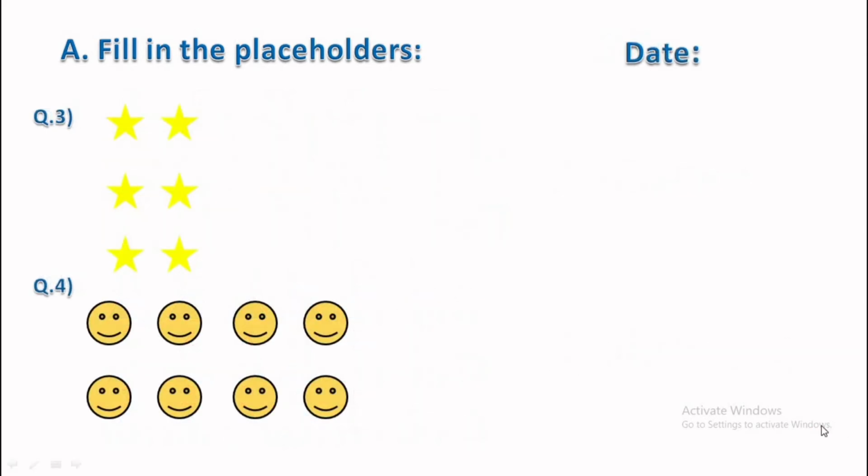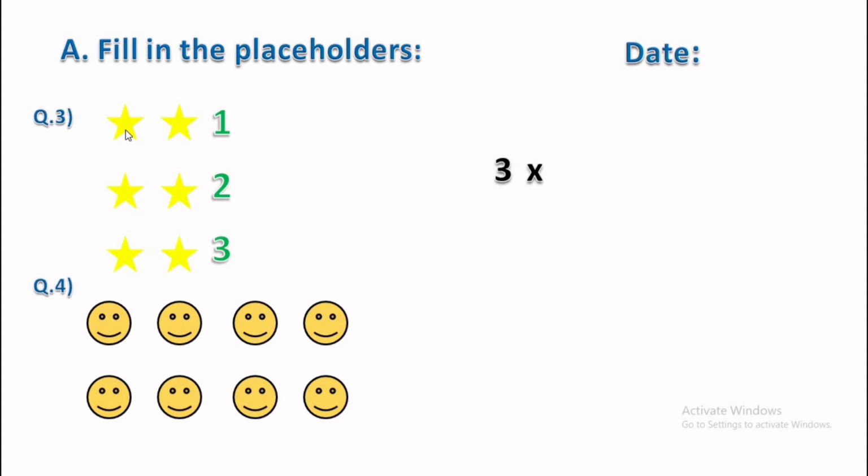Now question number 3. Here we have a picture of stars. So first, what will we do? We will count the number of rows. Here we have 1, 2, 3. So we'll write 3. Then we'll put a multiplication sign.